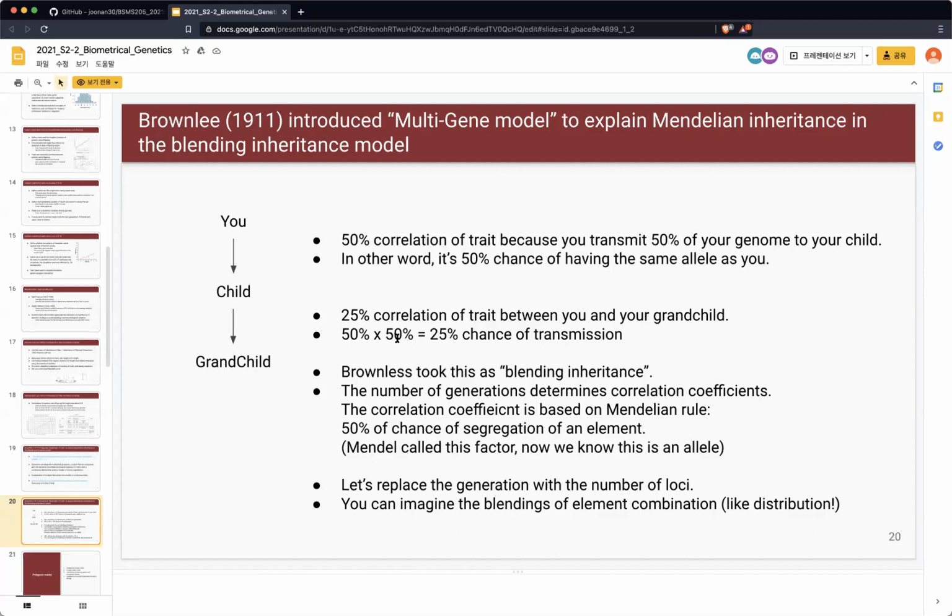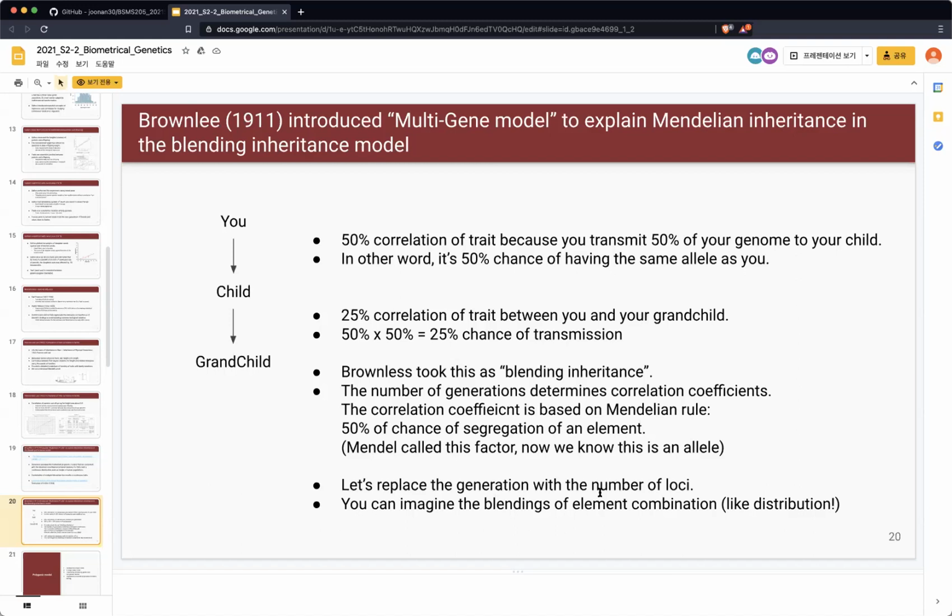So Brownlee took this as a blending inheritance. In his model, we use the example of the number of generations determining the correlation coefficients, whether 50% or 25%. But if you replace the generation with the number of loci, right? Loci is the plural form of locus. Let's say you have one locus, you will have 50% similarity or correlation coefficient. But if you have two loci, then it's going to be 25%, because it has to be 50% times 50%, right?